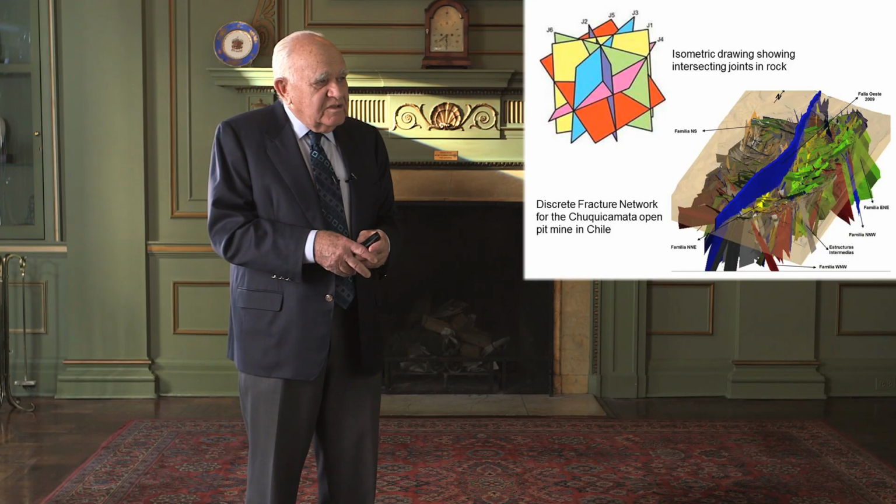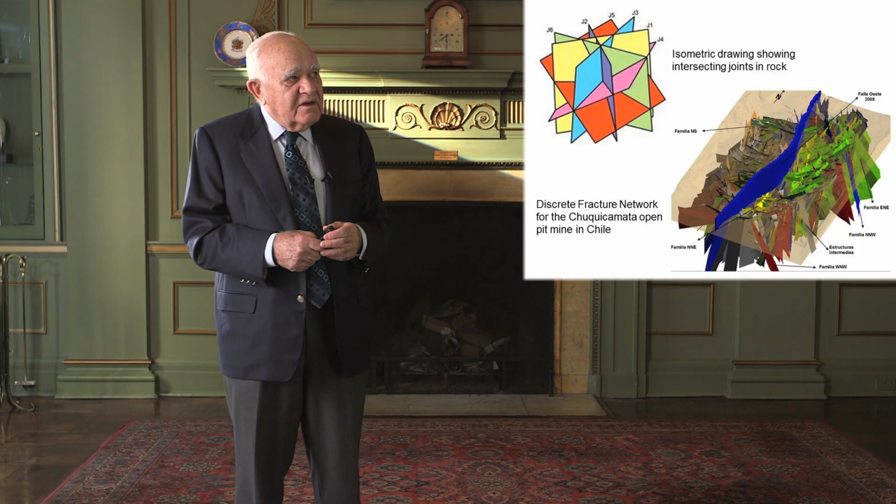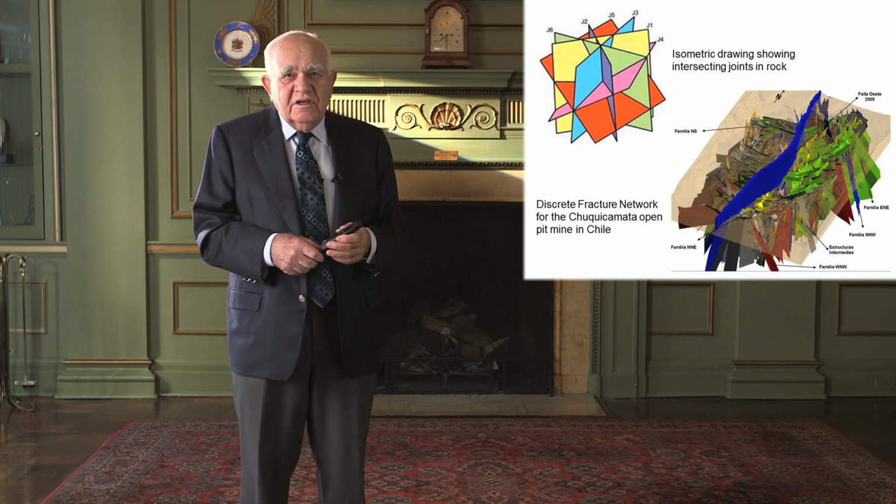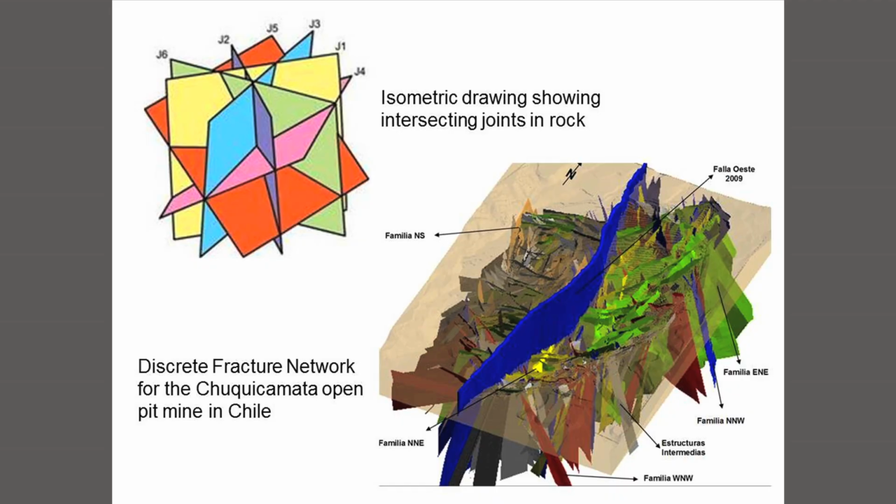We call this model a discrete fracture network, and in simplistic terms, in the upper left, you see an isometric drawing of a number of intersecting discontinuity features, joints or faults or shear zones. And in the real world, this is what it would look like. This is a large open pit mine in Chile, which I'll show you in a moment. And you can see the myriad of discontinuities crisscrossing there. And that is the joint fracture network that we have to contend with.